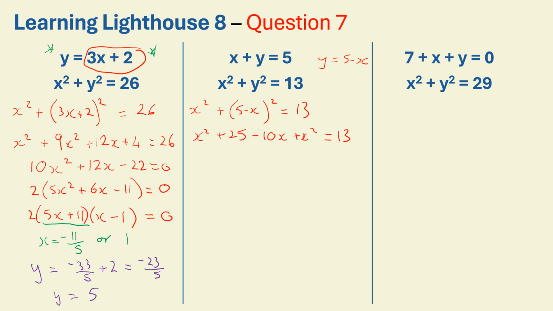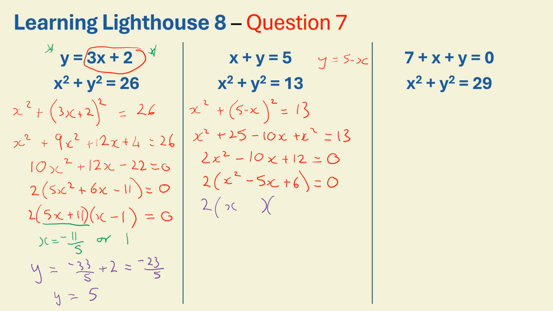Rearrange and gather like terms. We should have 2x squared minus 10x plus 12 if we take the 13 from both sides. Again, there's a 2 that will factorize out here, so I'm going to say 2 lots of (x squared minus 5x plus 6) equals 0. And at that point, we're going to do our factorization on that bracket.